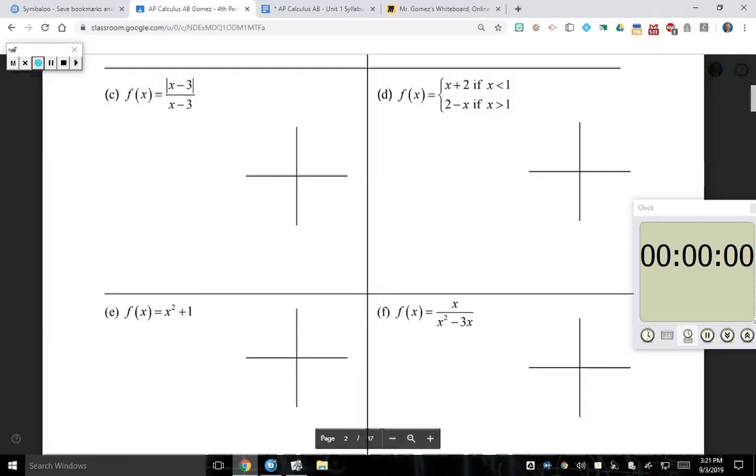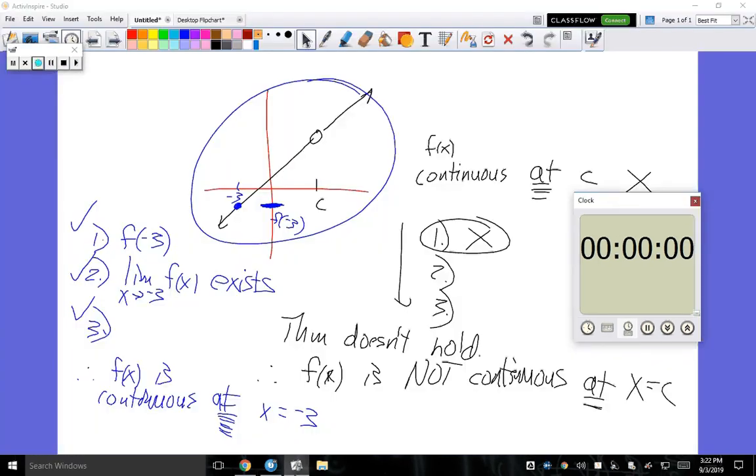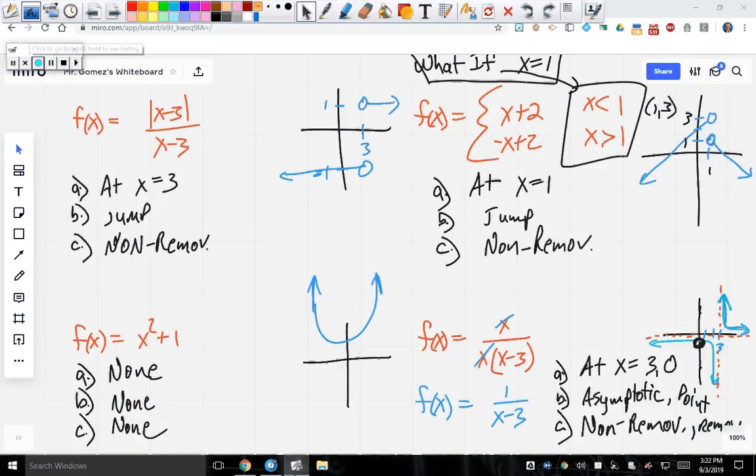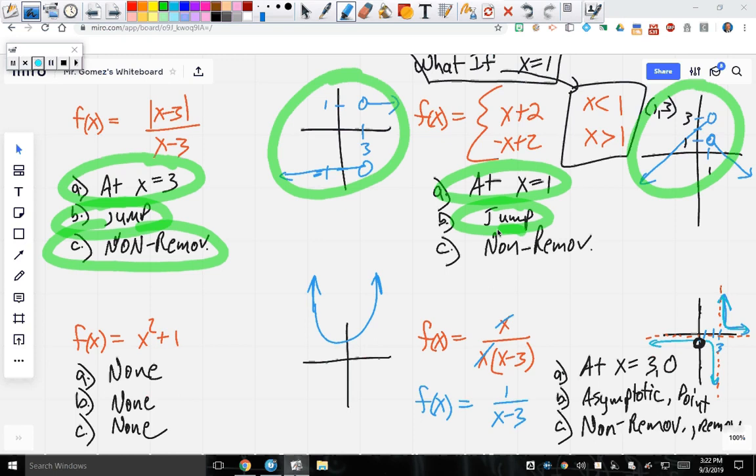Okay, so now let's go ahead and go to our answers. The answers that we have now are the following. And let me show you how I want you to highlight the pieces. Alright, so we have the graph at x is equal to 3. It is jump. It is non-removable. The graph at x is equal to 1. It is jump. It is non-removable.